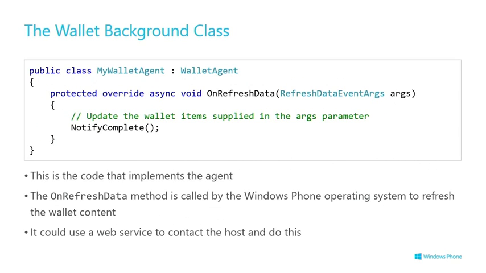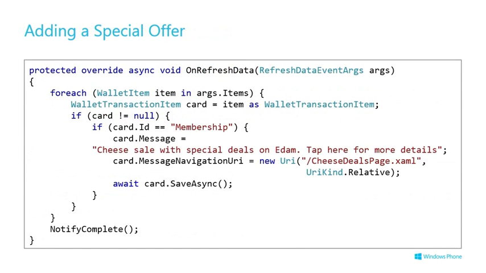This is what it looks like. And you see the base class. You probably won't remember from yesterday, but the base class of a regular scheduled agent was not wallet agent. It was something else. And the main method that gets executed on the other one was on invoke. In this one, it's called on refresh data, and it takes a refresh data event args object. And again, that could be a web service or something it calls to do that.